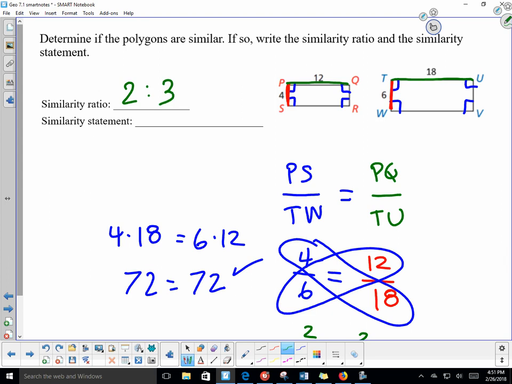And our similarity statement is going to be, I'm going to write it down here, PQRS is similar to, remember no equal sign underneath that because we're not talking about congruence, is similar to, and let's get the order of the letters the same. I started with P over here, so let's start with T over here, T, U, V, W. All right, so that is our similarity statement for this.